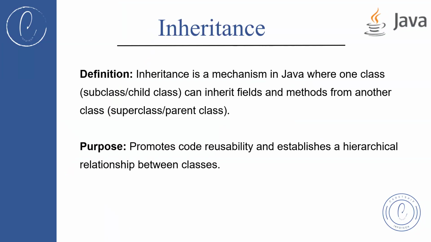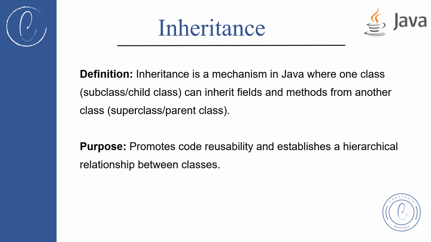So what is inheritance? Inheritance in Java is a very fundamental concept of OOPS that allows a new class to inherit properties and behaviors from an existing class. So what does inheritance promote? It promotes code reusability and establishes a relationship between classes. So, what is the main purpose of inheritance? Promoting code reusability and establishing a hierarchical relationship between classes.